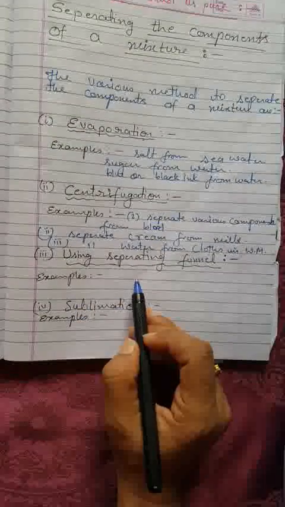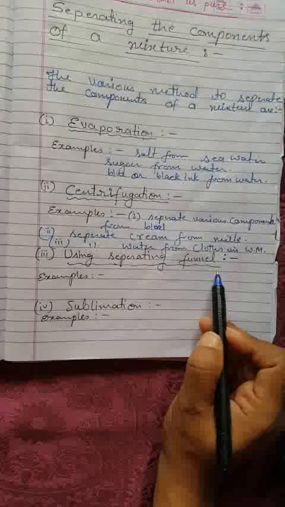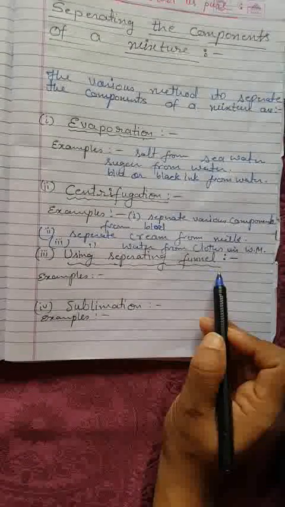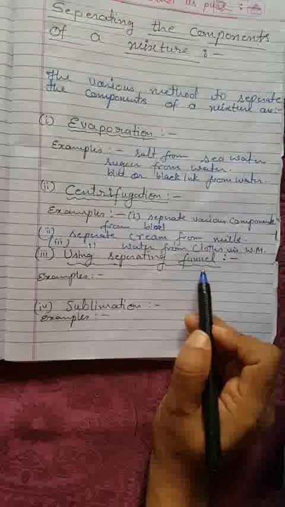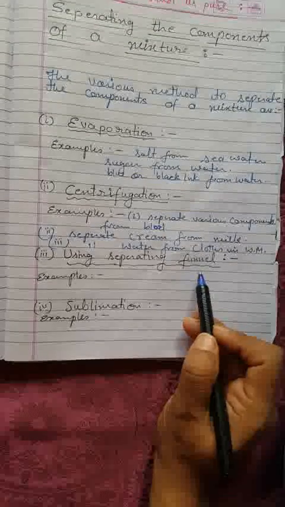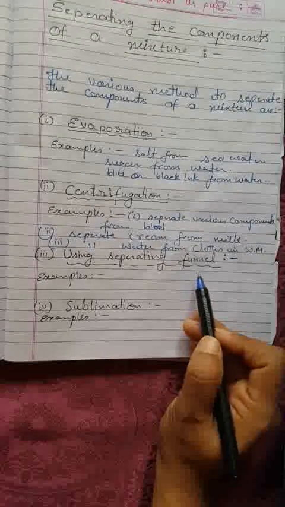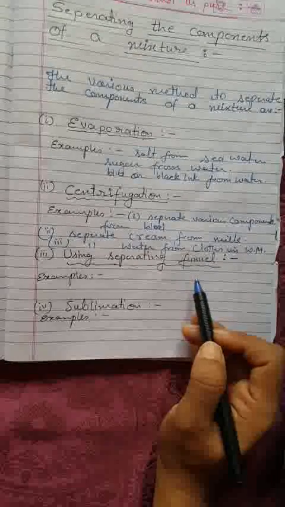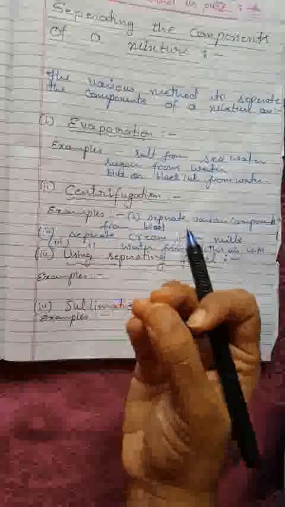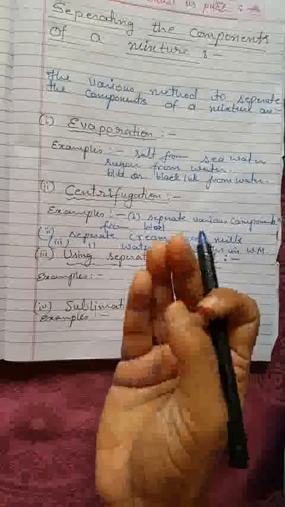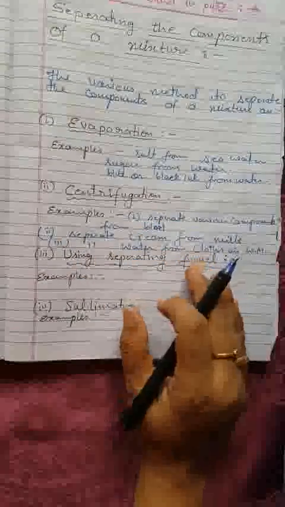Now the third method is using a separating funnel. This is a very simple method. In this method also, the components of a mixture are separated on the basis of their densities. The substance which has high density will come down. The component which has low density will come on the top. This is a separating funnel.